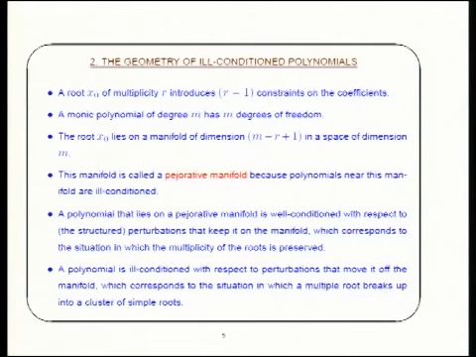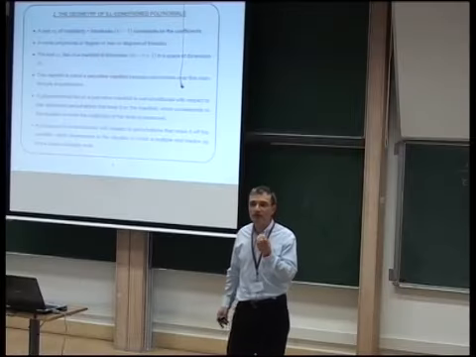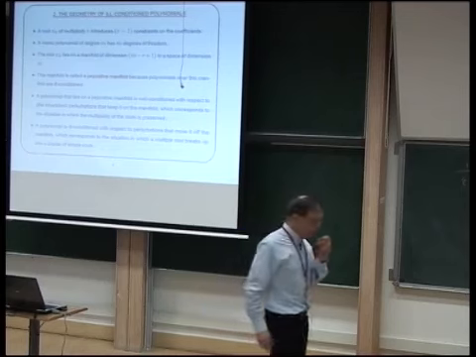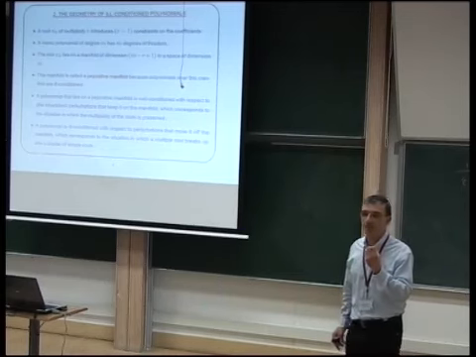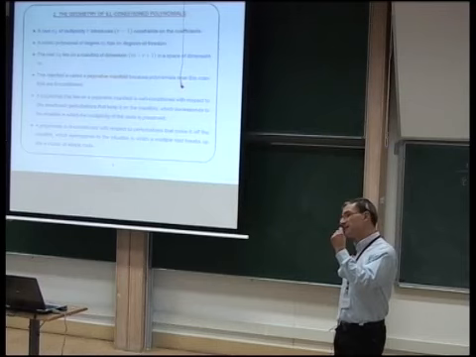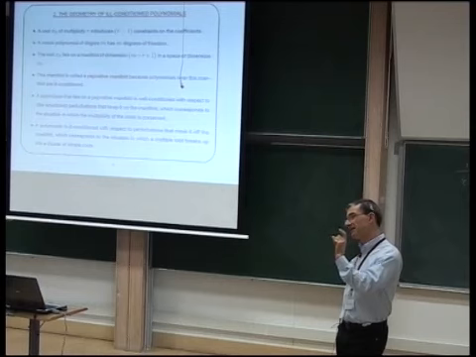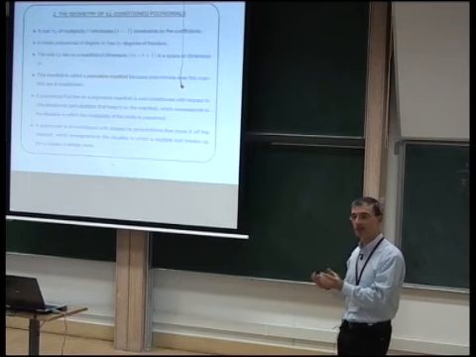Now, if you think about it, a multiple root of degree r introduces r minus 1 constraints, because a double root means the first derivative vanishes, a triple root, the first and second. So imagine that you have prior information, or you're looking for a multiple root of degree r. What you want to do is impose those r minus 1 constraints into your root solver, and thus avoid the breakup of a multiple root.